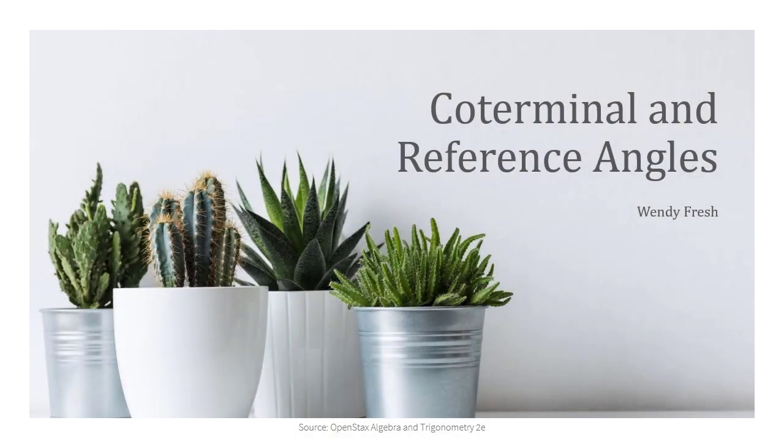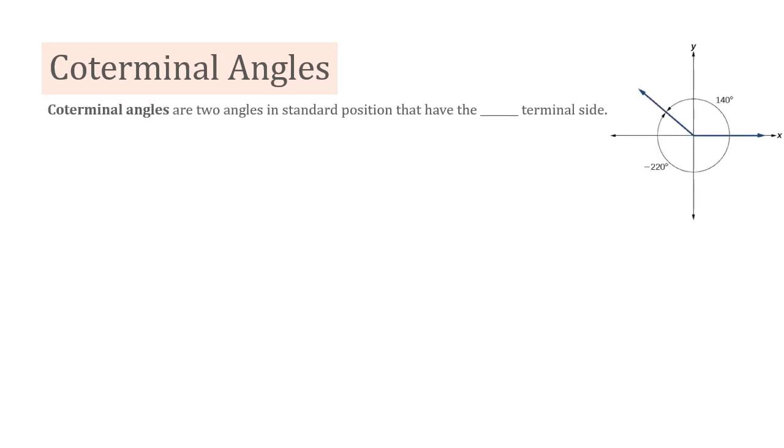In this section, we're going to talk about coterminal and reference angles. Let's start with the definition. Coterminal angles are two angles in standard position that have the same terminal side. So in this example, we see 140 degrees and we see negative 220 degrees.